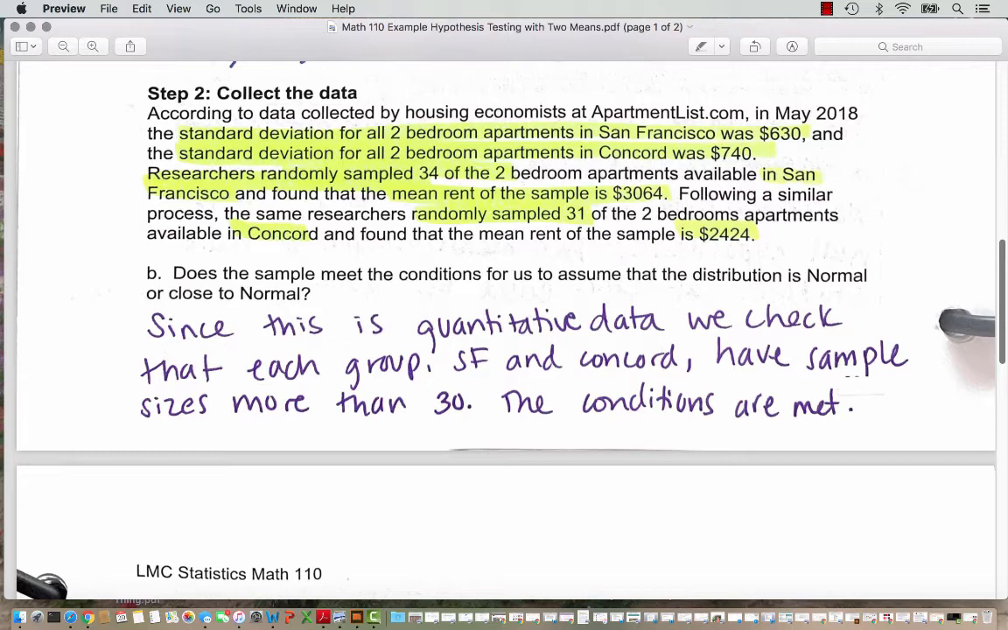So we're asked, does the sample mean meet the conditions for us to assume that the normal distribution is normal or close to normal? Since this is quantitative data, we check that each group, San Francisco and Concord, have sample sizes more than 30. And so that is the case. San Francisco had a sample size of 34 apartments, and Concord had a sample size of 31 apartments, so that we can say the conditions are met.